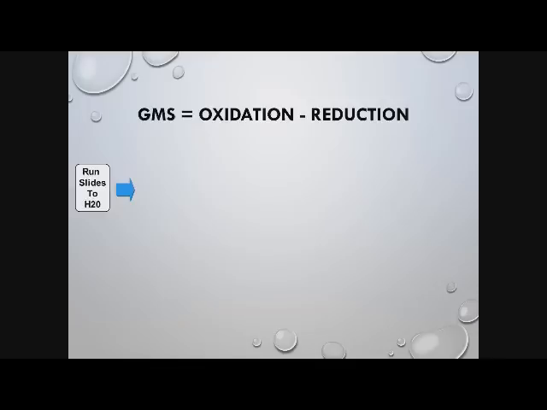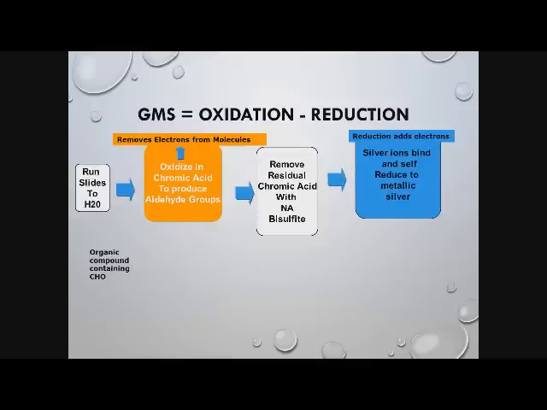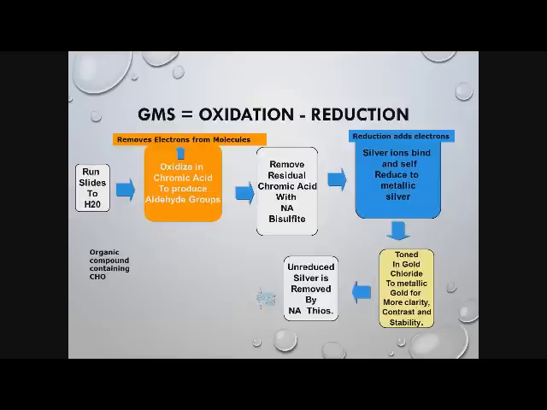This is a little picture of it, because GMS is an oxidation-reduction kind of technique. So first of all, we oxidize in chromic acid to produce those aldehyde groups. This removes electrons from molecules. Then we remove the residual chromic acid with sodium bisulfite. Then our silver ions bind and self-reduce to metallic silver. That's kind of cool. Reduction adds electrons.